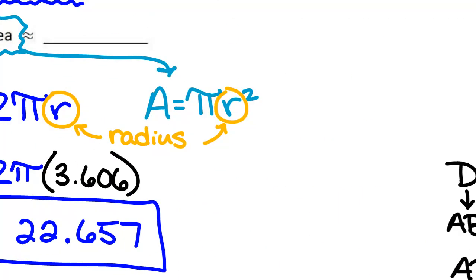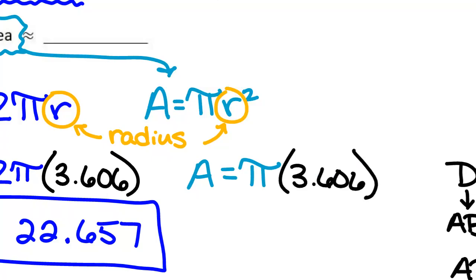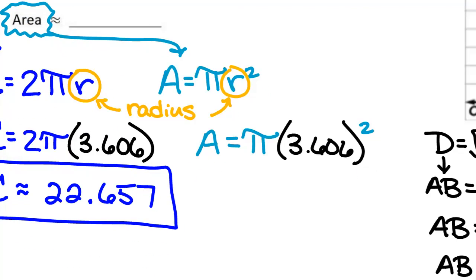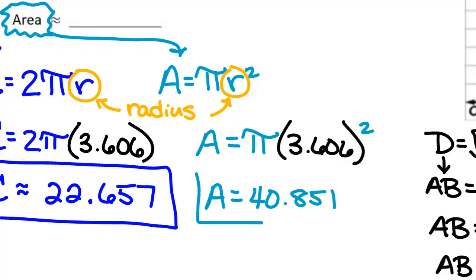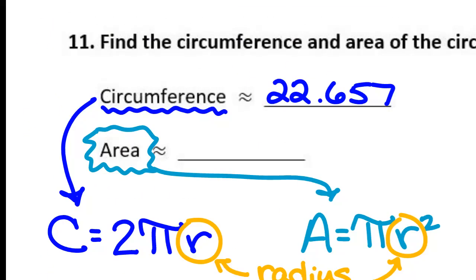And then we substitute in for r into the area formula. So I have pi times 3.606, and then we square just the 3.606. So I start with the pi button, and then parentheses, 3.606, close my parentheses, and I hit the x squared key, and I get about 40.851 when I round that out to 3 decimal places.